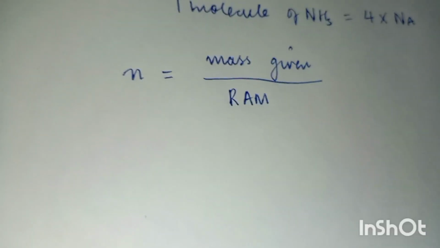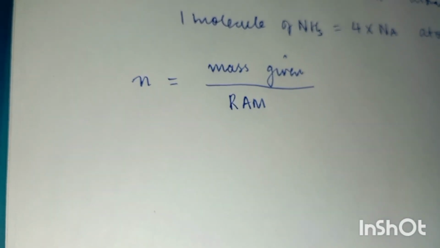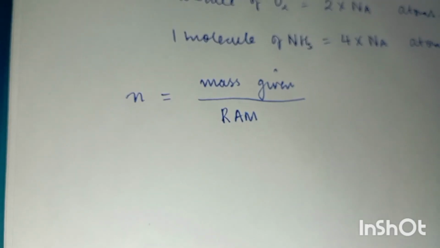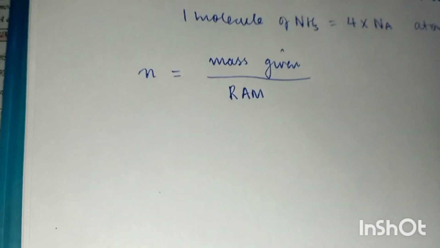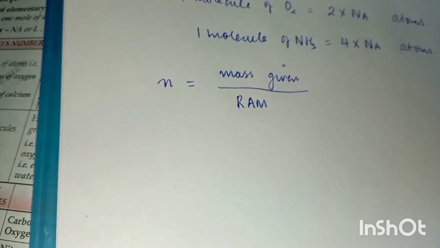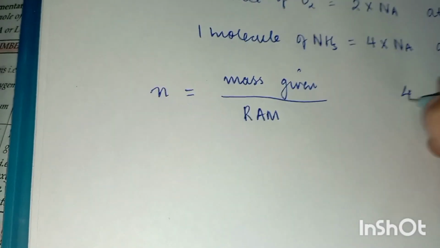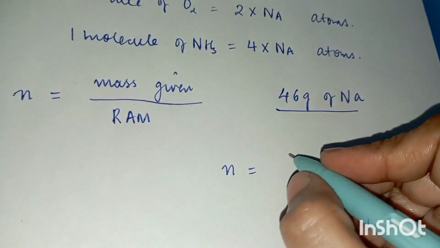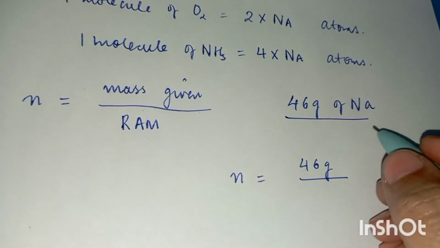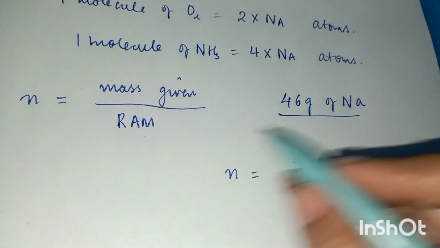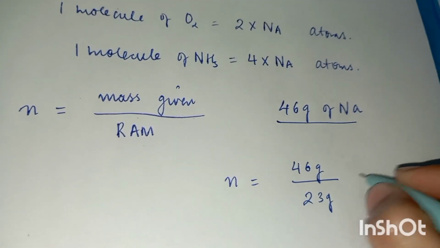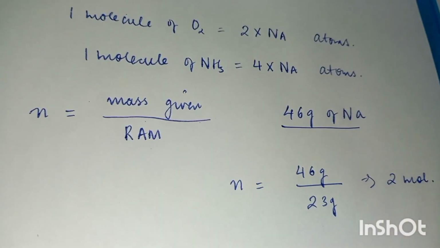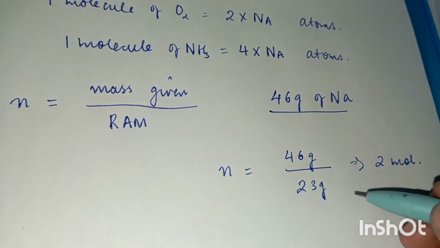Okay, the formula for calculation of number of moles of atoms in any given element is equivalent to mass given upon relative atomic mass. Suppose we have to calculate the number of moles of atoms present in 46 gram of sodium. So mass given here is 46 gram. So n, that is number of moles, will be equivalent to 46 gram, that is the mass given, upon the relative atomic mass or the gram atomic mass of sodium, which is 23 gram. So that will be equivalent to 2 moles. So the number of moles in 46 gram of sodium is 2 mole.